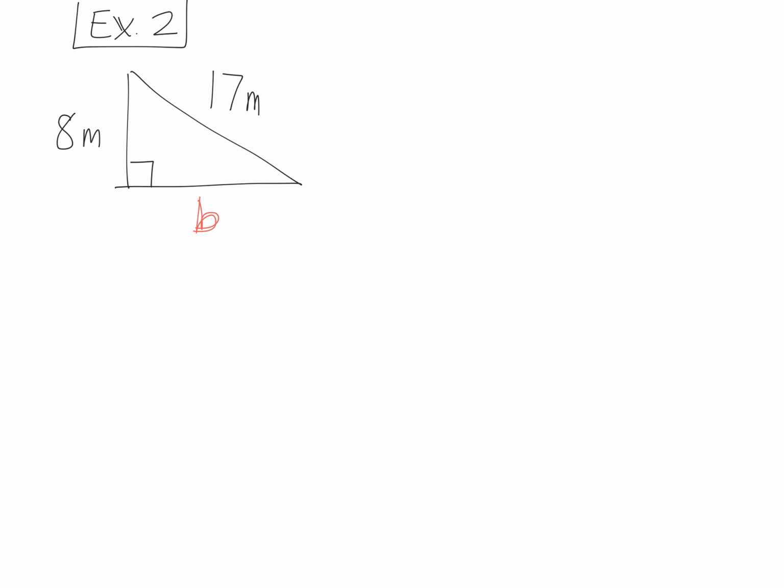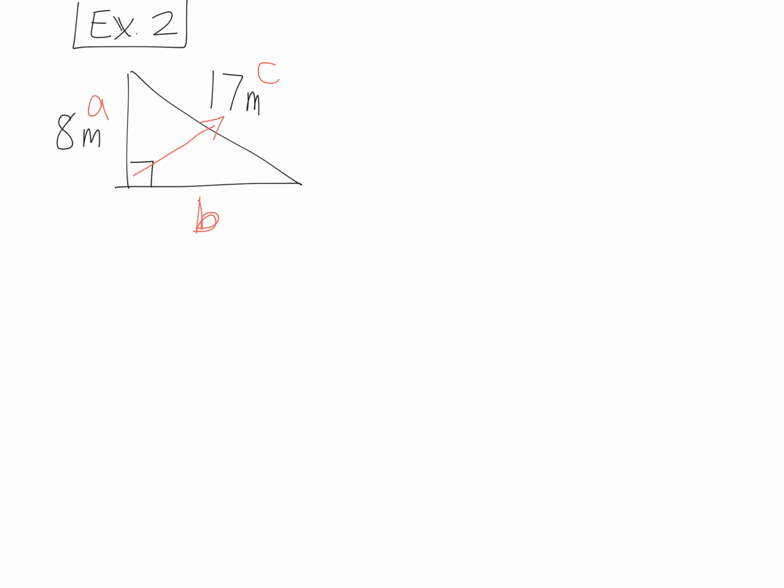They've already given us B. B we don't know. We have to figure out B in this question. Do we know A? Yeah. What is A? 8 meters. Good. And what's 17? C. Good. C is the hypotenuse. Remember, I can't stress this enough. C is your hypotenuse. It's across from the right angle.